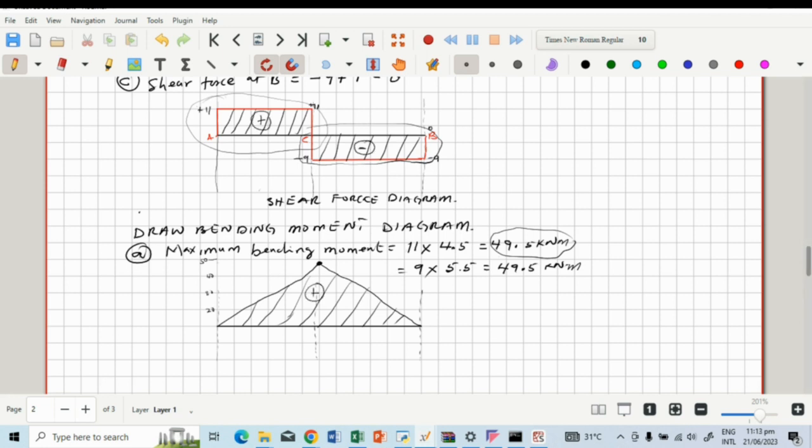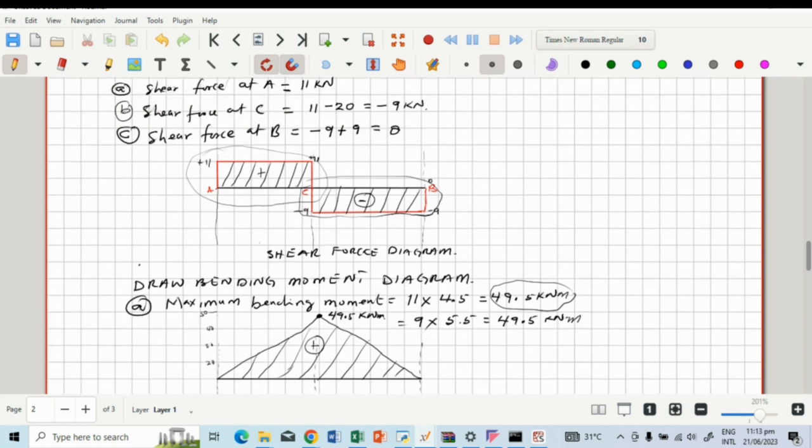So this is the bending moment. The value here is 49.5 kilonewton meter. Right.